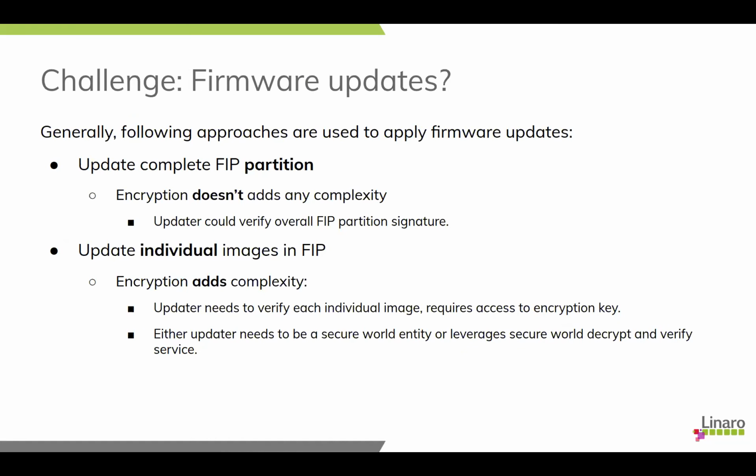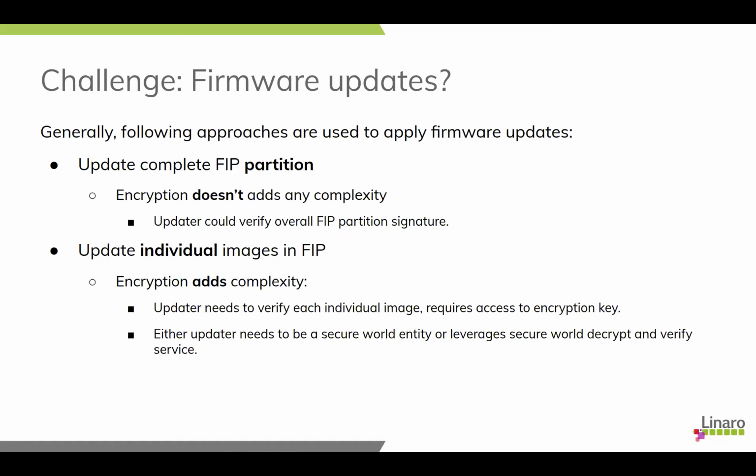Now coming on to the last challenge, being the firmware updates. Generally there could be two possible ways to apply firmware updates. Firstly, we either update the complete FIP partition, or secondly, we update individual images in the FIP payload. While updating the complete FIP partition, encryption as such doesn't add any complexity. The updater could easily verify the overall FIP partition signature as it does before without encryption.